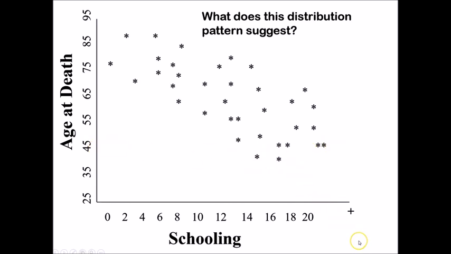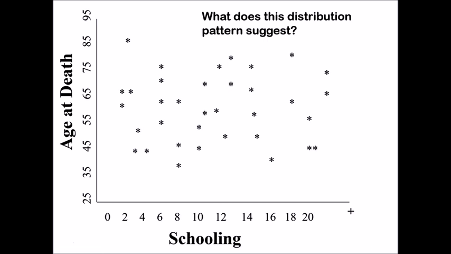Now, what does this distribution pattern suggest? Does it support the proposition or hypothesis that education has a direct relationship with longevity? Of course not. It suggests, in fact, just the reverse. Those with greater education, in fact, tend to die younger, whereas those with lesser education tend to live much longer.